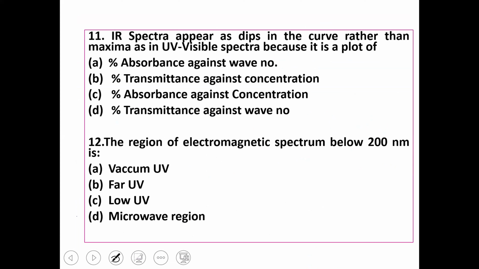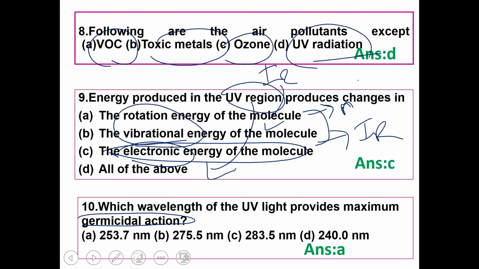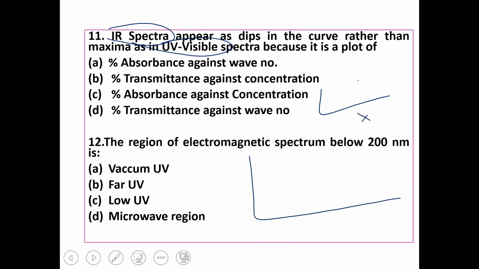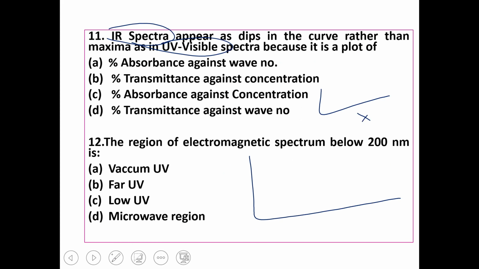The IR spectrum appears as a dip. So now you have to compare, because the question is comparing two different spectra, IR and visible. Students should have the knowledge to recall what is IR and what is UV. UV is wavelength and absorbance, right? The y-axis is absorbance and the x-axis is wavelength. Whereas in IR, this is UV, so you have absorbance, whereas in IR it is wave number against percentage transmittance.